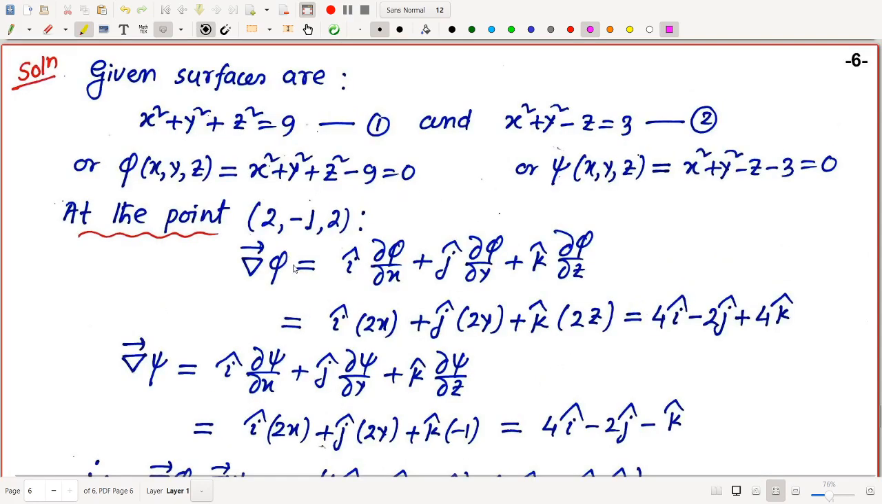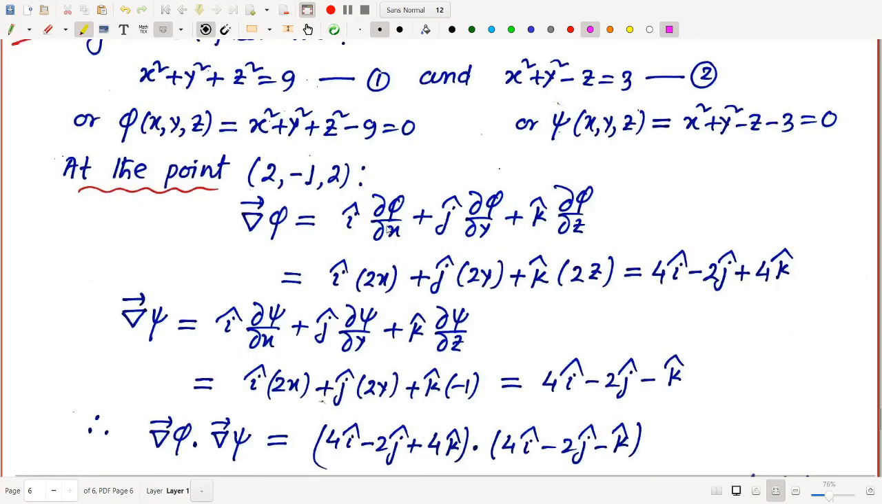So grad phi, del phi is i cap del phi by del x plus j cap del phi by del y plus k cap del phi by del z. Phi is here, x square means del phi by del x is 2x, del phi by del y will be 2y, del phi by del z will be 2z. Now if we put (2, -1, 2) here, we get 4i cap minus 2j cap plus 4k cap. Grad phi we have found.